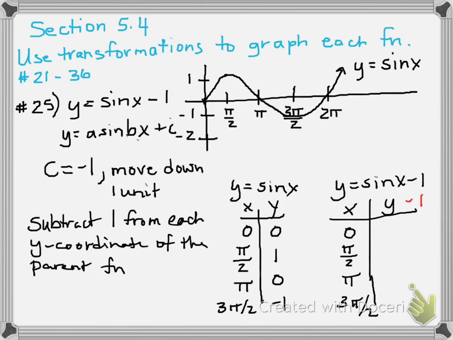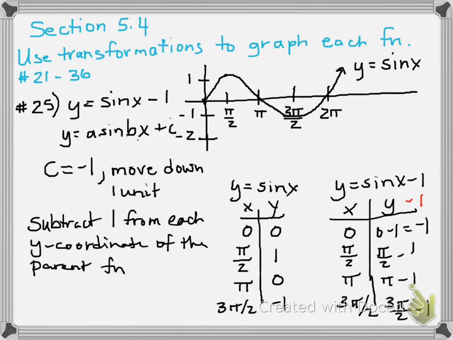When I subtract 1, 0 minus 1 equals negative 1. When I subtract 1 from pi over 2, it'll be pi over 2 minus 1. We'll just leave it like that. Then I have pi minus 1, and then 3 pi over 2 minus 1. Now these are actual values. If I wanted to get the decimals to be exact, I could do that as well. Since I am subtracting 1 from each y value, my y's are going up and down.